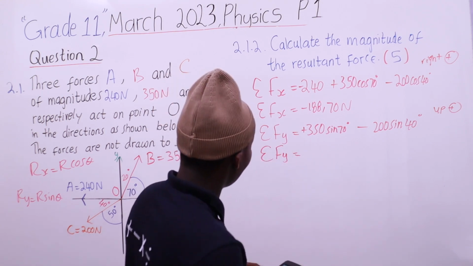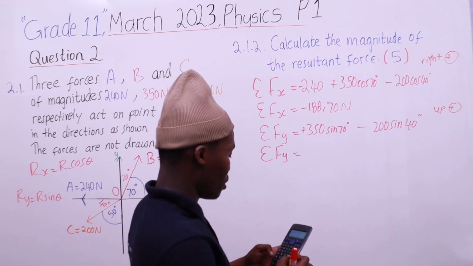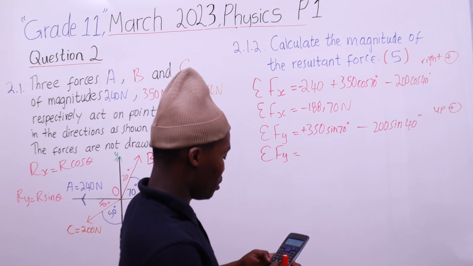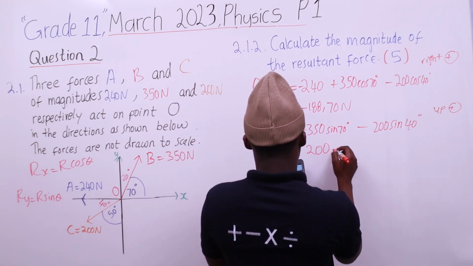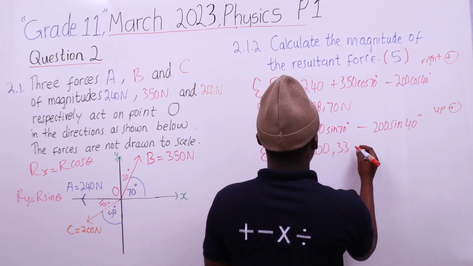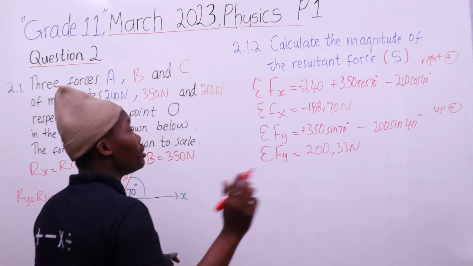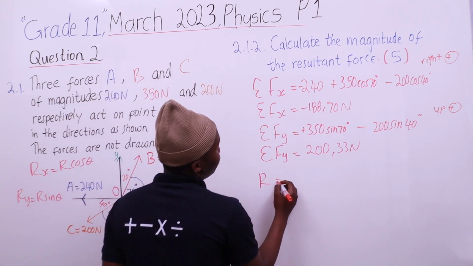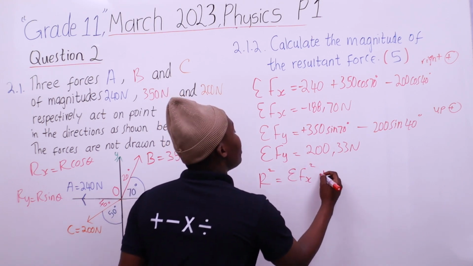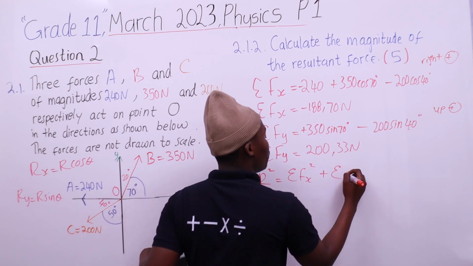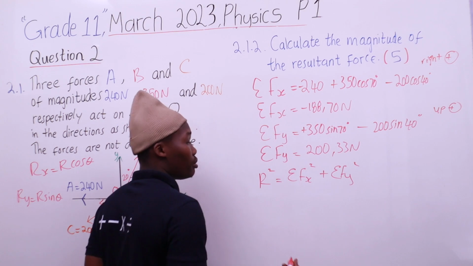Let's put in our final answer. For y it's 350 sine 70 minus 200 sine 40. Here we have 200,33 newtons. Now we know the resultant force squared is equal to the sum of all the x squared plus the sum of all the y squared. That is the theorem of Pythagoras.